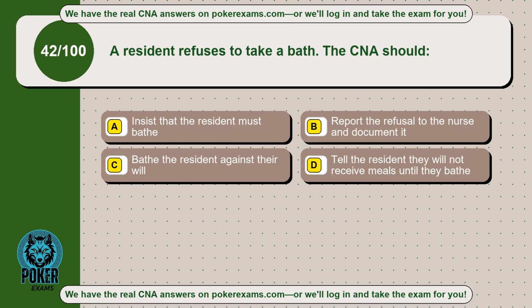Question 42. A resident refuses to take a bath. The CNA should: Option A. Insist that the resident must bathe. Option B. Report the refusal to the nurse and document it. Option C. Bathe the resident against their will. Option D. Tell the resident they will not receive meals until they bathe.